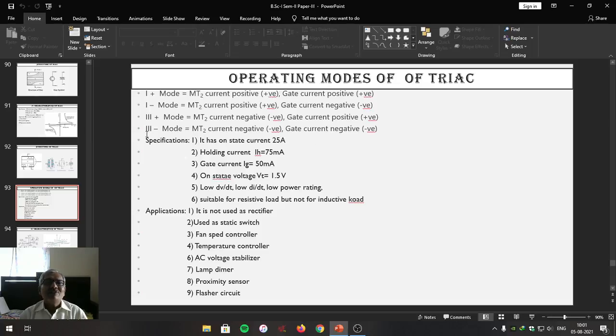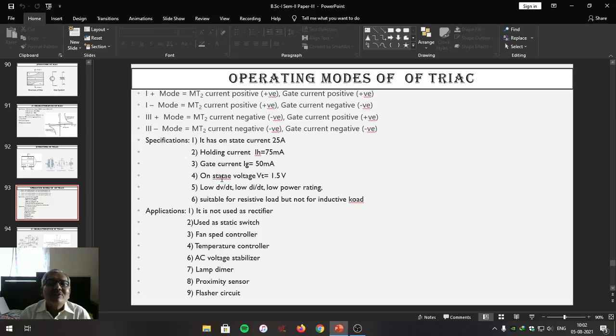Friends, let us see its specifications first, and then we will go to applications, and then to IV characteristics. Specifications of a triac. A triac has an on-state current of 25 ampere. On-state current means when current starts increasing, voltage across it reduces. That on-state current is 25 ampere. Holding current is 75 milliampere, the minimum current below which the triac is off. Maximum gate current you can apply is 50 milliampere.